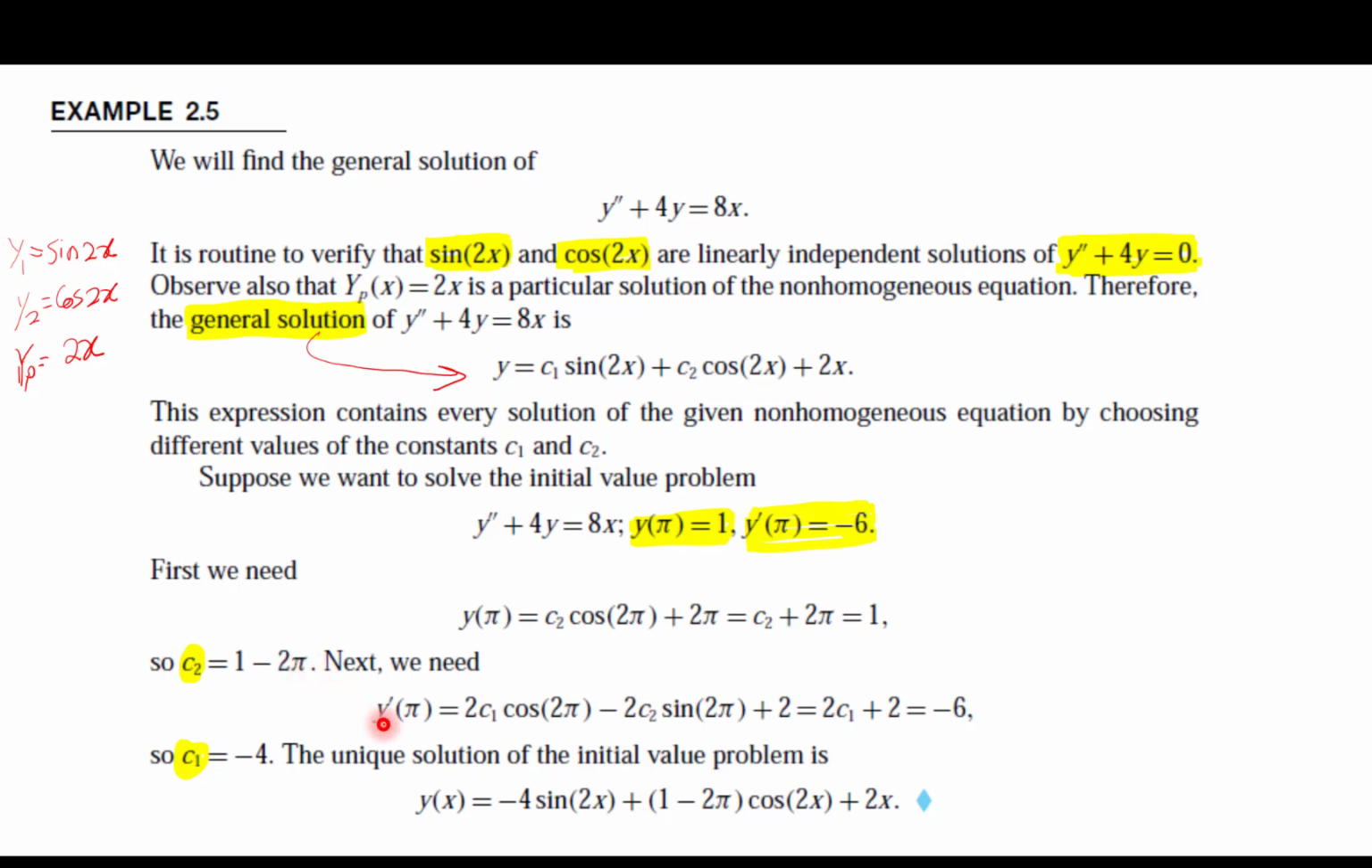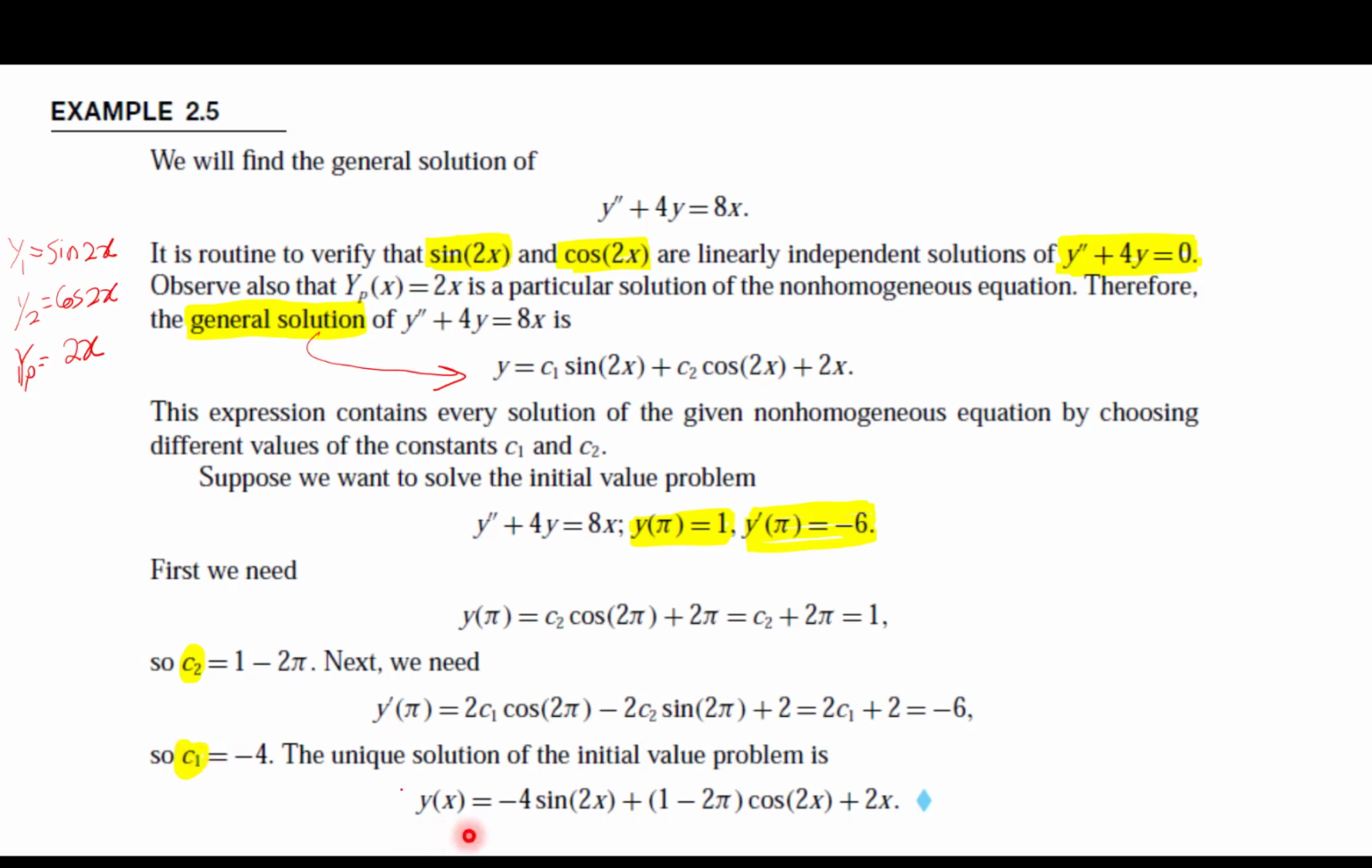For the first derivative of this equation, y prime of pi equals exactly 2c1 cosine 2 pi minus 2c2 sine 2 pi plus 2, because instead of 2x the derivative is going to be 2. Then we have 2c1 plus 2 equal to minus 6. This is from the initial condition. This means that c1 can be obtained easily as minus 4.